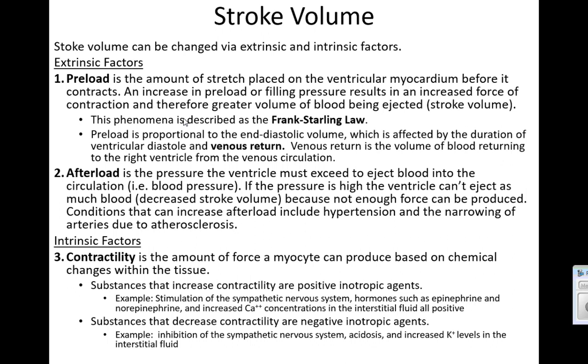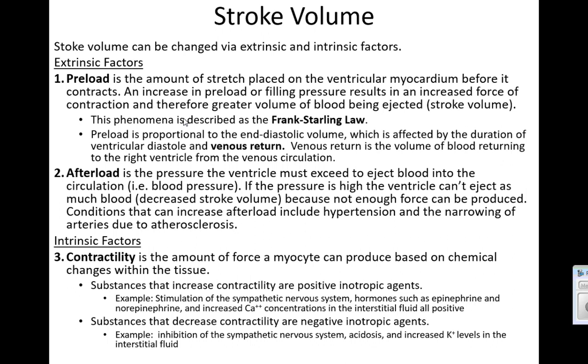Preload is proportional to end-diastolic volume, which is affected by the duration of ventricular diastole and venous return. Venous return, we'll talk more about on Friday, is the amount of blood that's returned back to the right ventricle from our venous circulation. Afterload is a negative pressure associated with stroke volume. Any increase in afterload will decrease stroke volume. So to increase stroke volume, you want to decrease afterload.